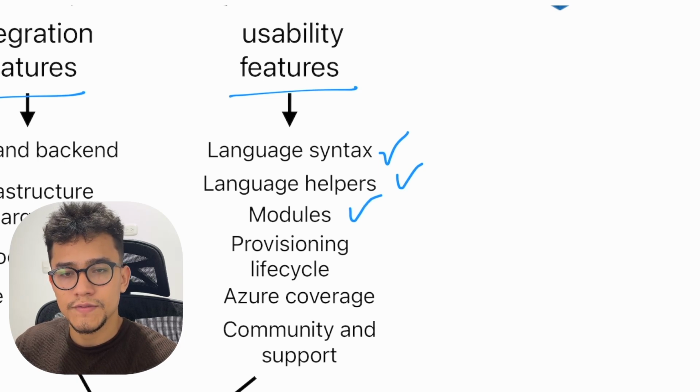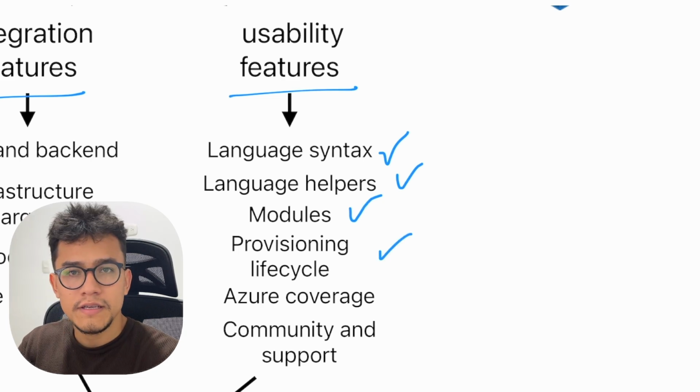Provisioning lifecycle. Both tools have a similar workflow. We have a validation stage. In Terraform, we have terraform validate. We also have a stage in which we can see what resources are going to be affected without affecting them. In Terraform, we have terraform plan, and in Bicep we have what-if. And finally, we have the deployment of the resources. In Terraform, we use terraform apply, and in Bicep, we create the deployment for those templates.